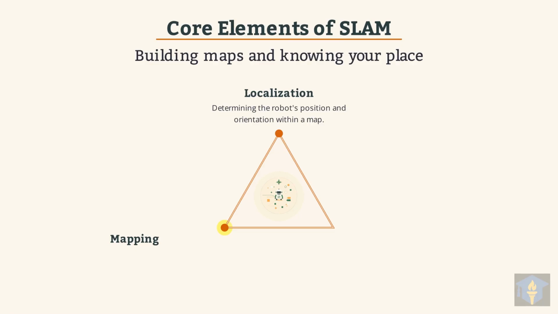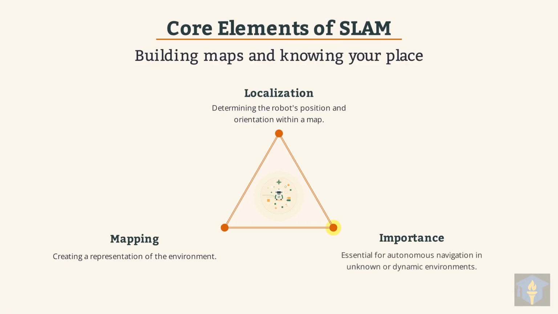Mapping is the other critical element, creating a representation of the environment itself. This involves building an accurate and consistent representation of the robot's surroundings. The importance of SLAM cannot be overstated for truly autonomous systems. It is essential for autonomous navigation, especially in unknown or dynamic and changing environments.